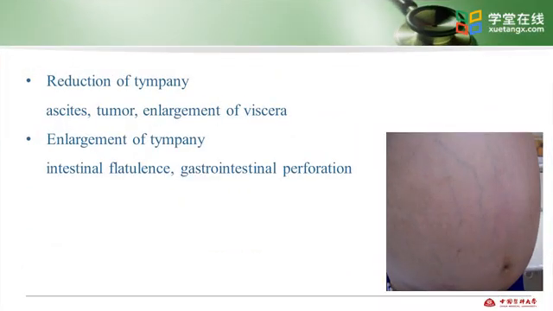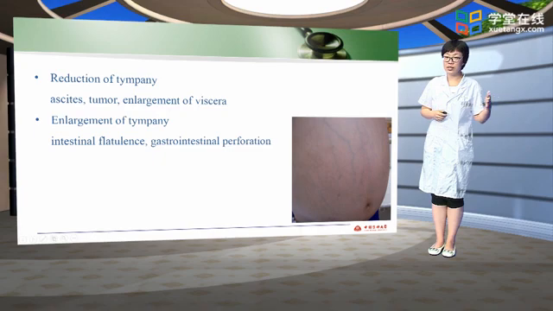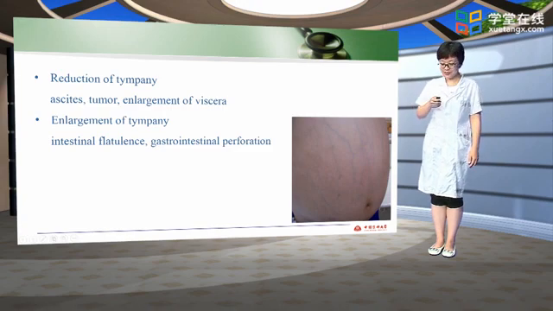In the case of ascites, tumor, or enlargement of viscera, the tympany area is reduced, while in the case of intestinal flatulence or gastrointestinal perforation, the tympany area is enlarged. For example, here is a picture of a patient with ascites. His abdominal tympany is reduced.